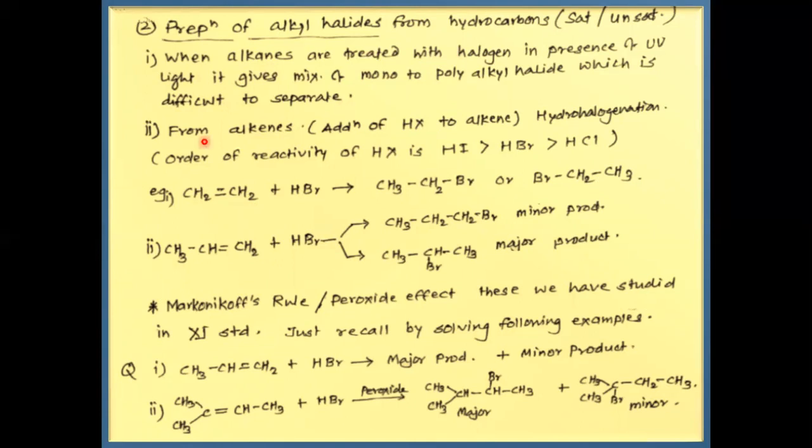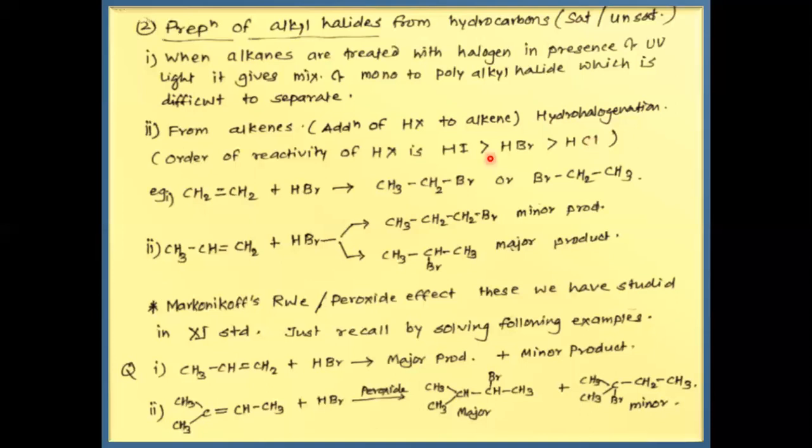Now next is from alkenes. So addition of HX to alkene is also called hydrohalogenation. Here the order of reactivity of HX is HI is greater than HBr is greater than HCl, because of the size of iodine compared to bromine, and chlorine is the smallest atom in size among halogens.